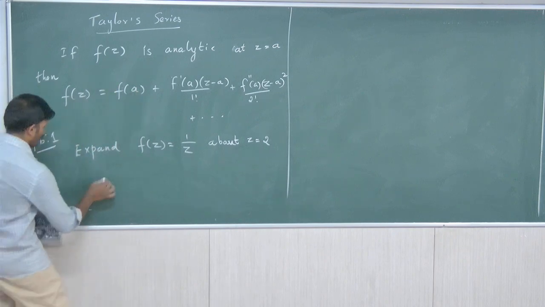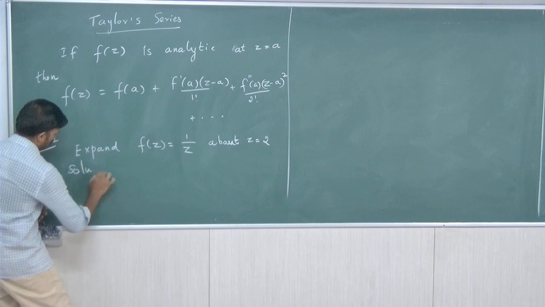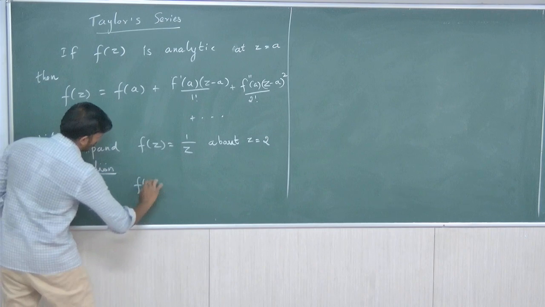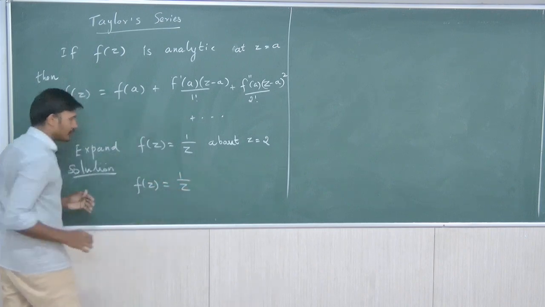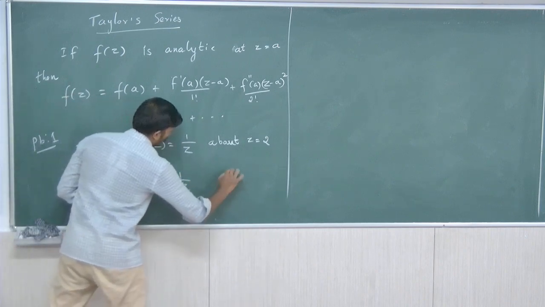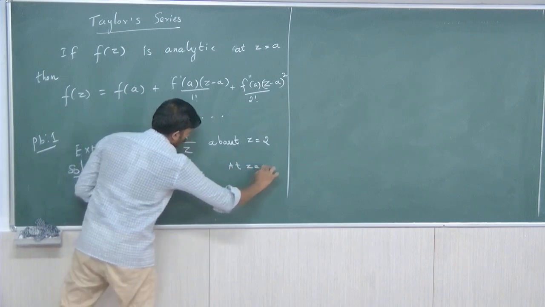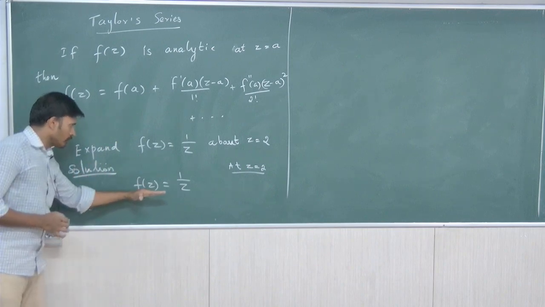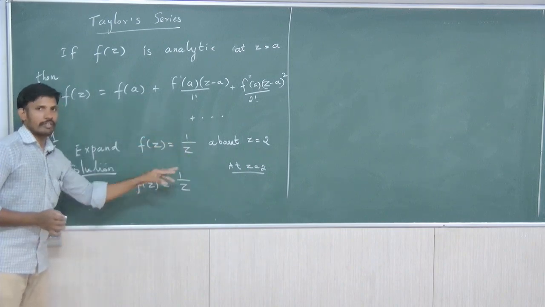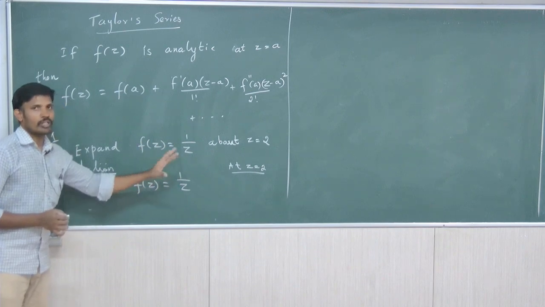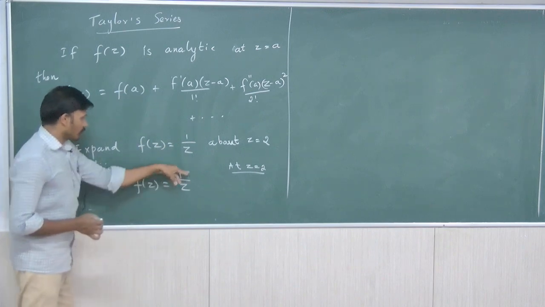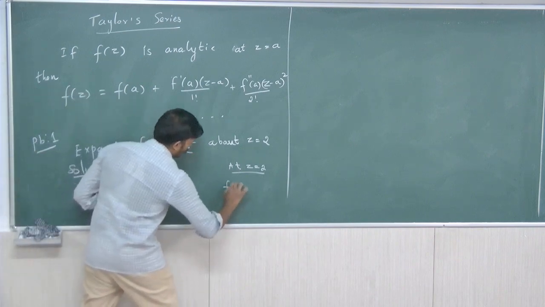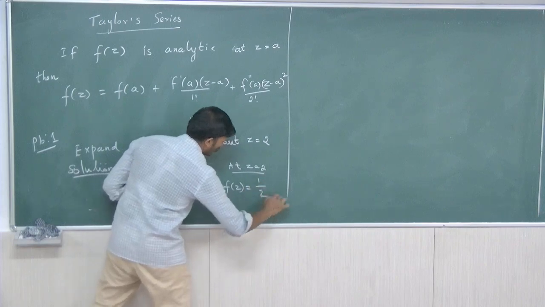So given that, solution: f of z is 1 by z at a point z equal to 2, right? Consecutively I am going to find their derivatives, and I am going to apply that point in each derivative to find the particular value, right? So f of z equal to 1 by z, if you substitute z equal to 2, you get f of 2 equal to 1 by 2.